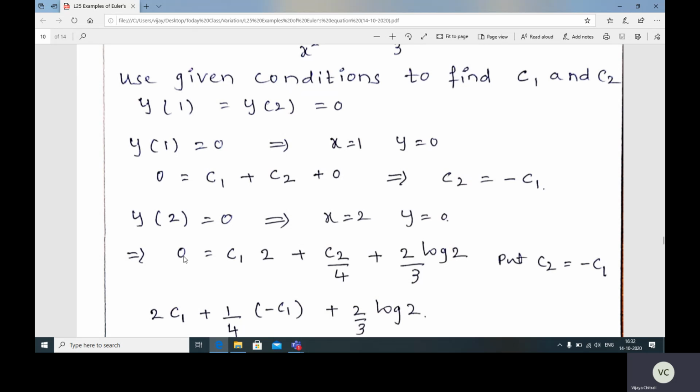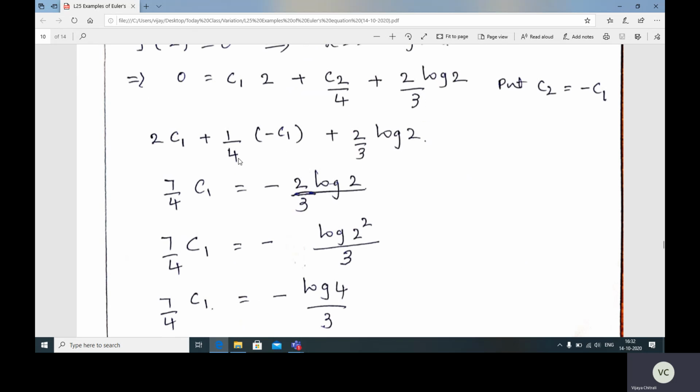So substitute this: 0 is equal to c1 into 2 plus c2 divided by 4 plus 2 by 3 log 2. Now substitute in place of c2 as minus c1. So 2c1 plus 1 by 4 minus c1, because c2 is minus c1 we have taken, plus 2 by 3 log 2. So 7 by 4, simplify these two. 7 by 4 c1 is equal to minus 2 by 3 log 2.